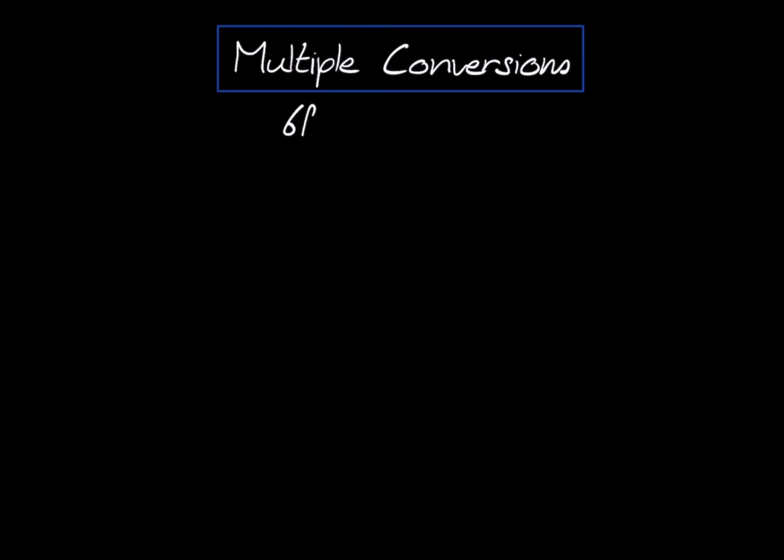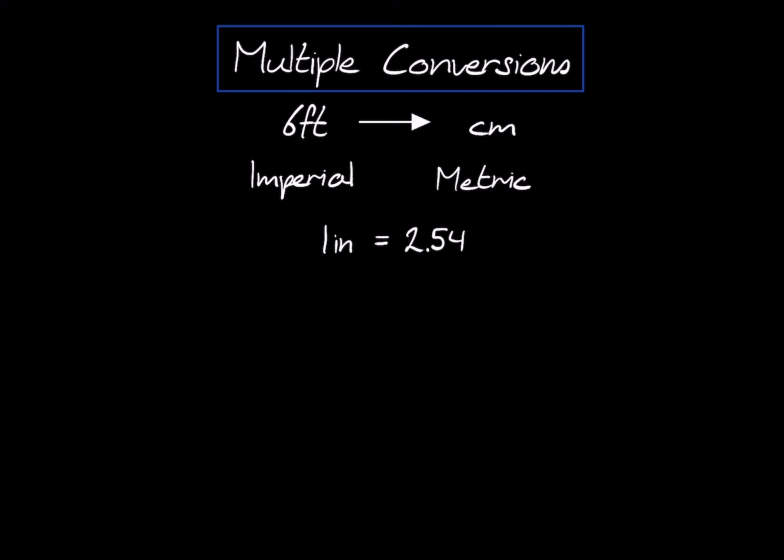Let's convert 6 feet to centimeters. So how are we going from feet to centimeters? The first thing to note is that we're going from the imperial system to the metric system. And one of the conversion factors that you should memorize is that 1 inch is 2.54 centimeters. And this will be our bridge between the two systems. Again, ask your professor what conversions you need to know, but this one is always good to know.